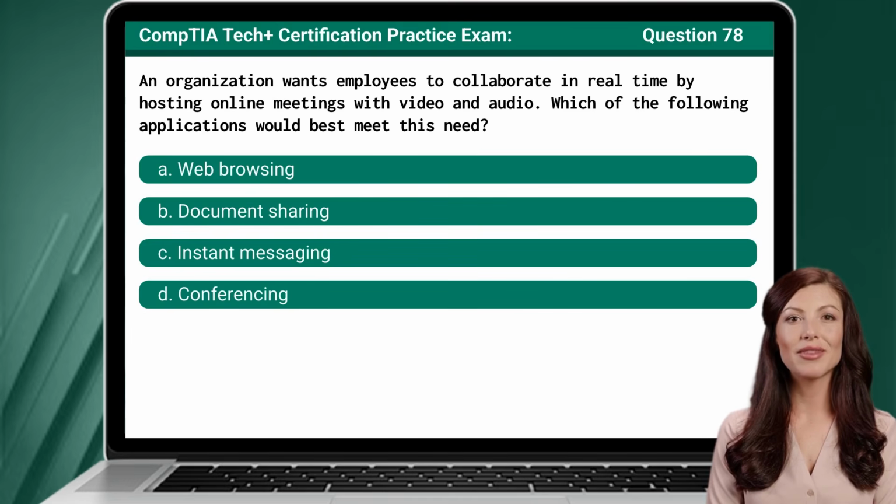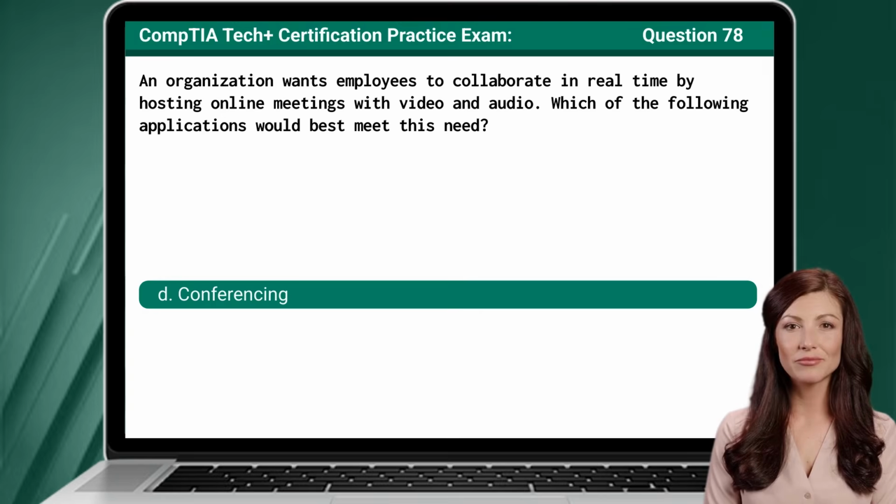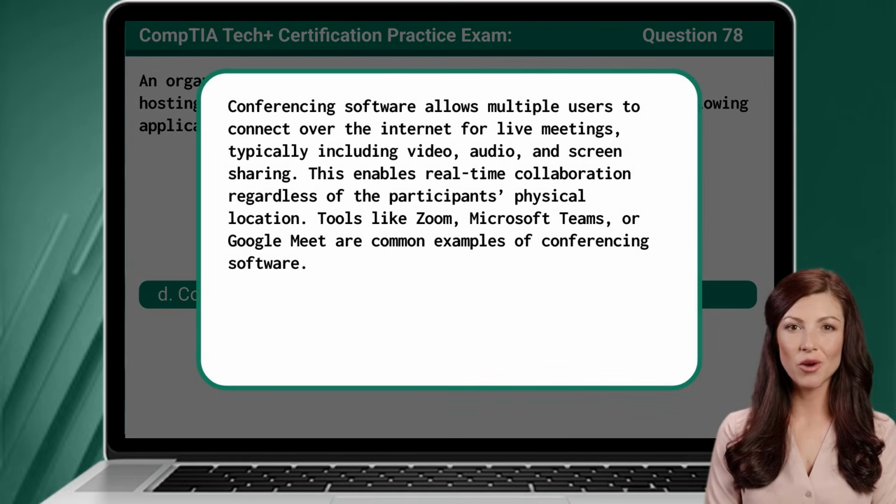The answer is D. Conferencing. Conferencing software allows multiple users to connect over the internet for live meetings, typically including video, audio, and screen sharing. This enables real-time collaboration regardless of the participant's physical location. Tools like Zoom, Microsoft Teams, or Google Meet are common examples of conferencing software.